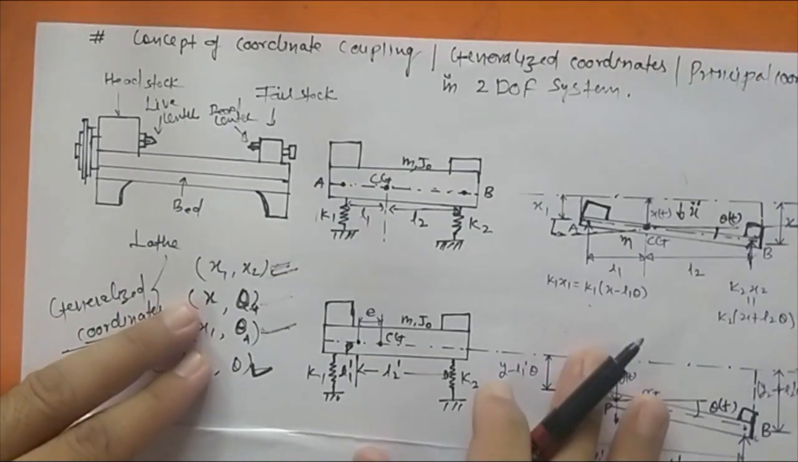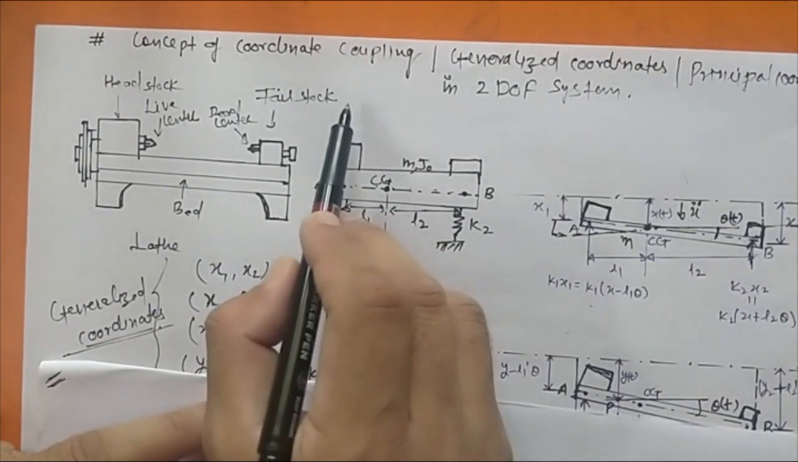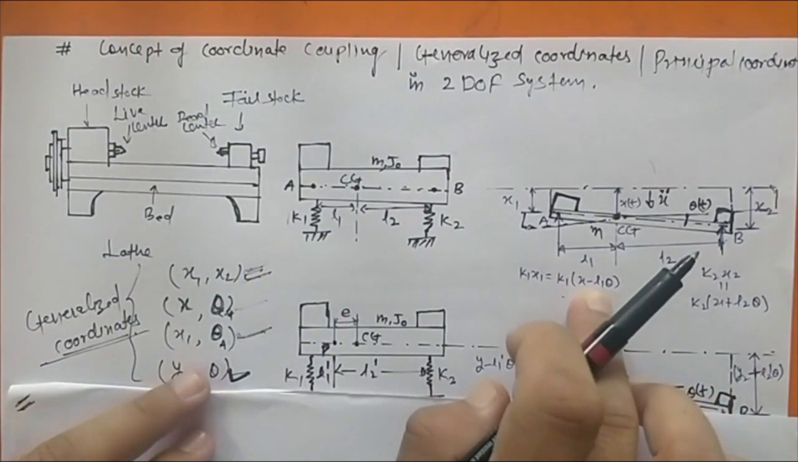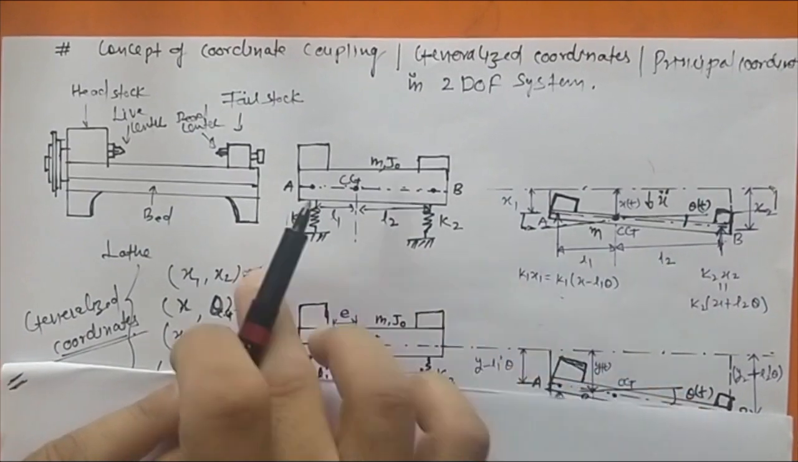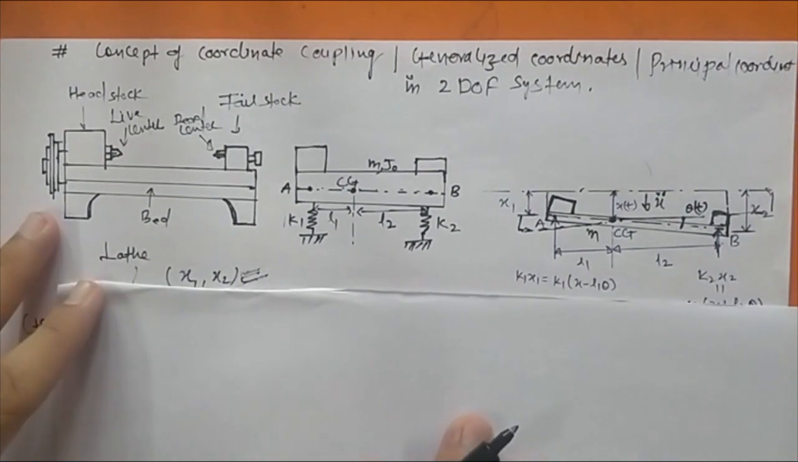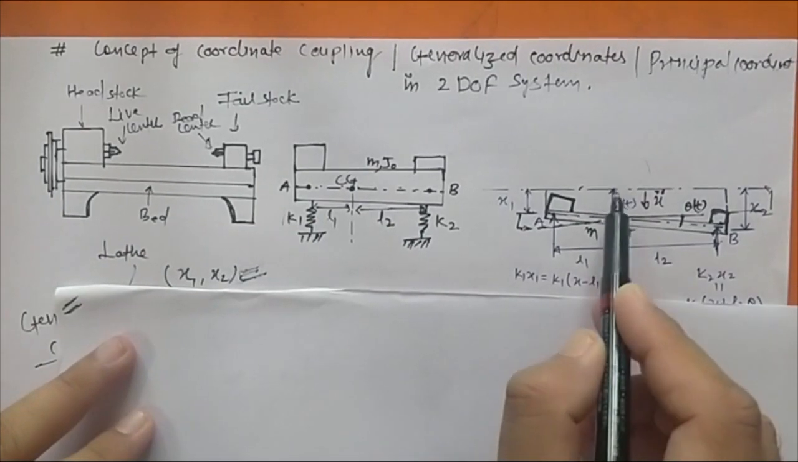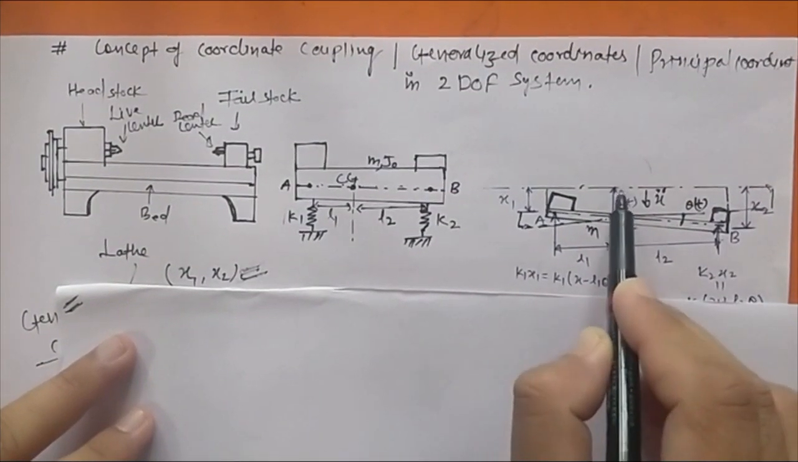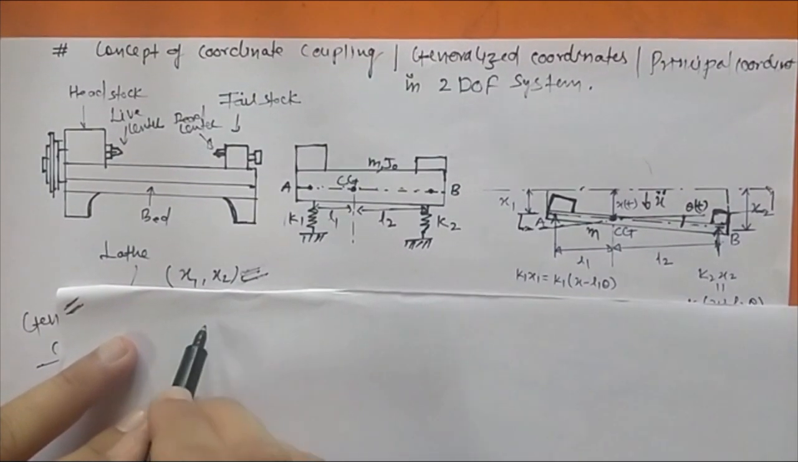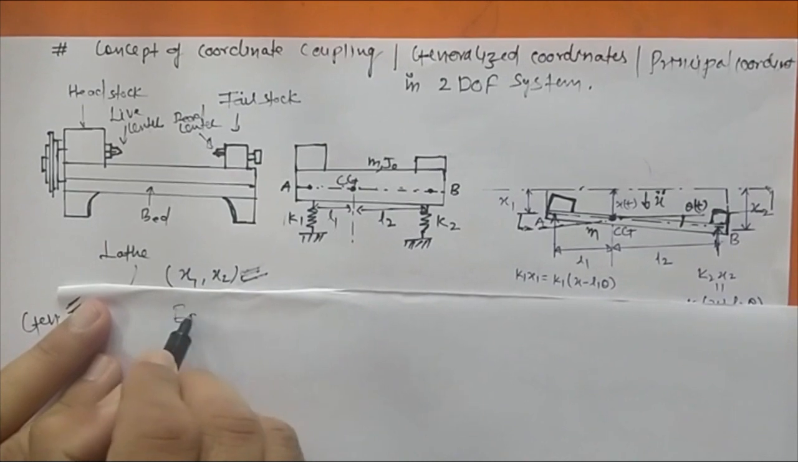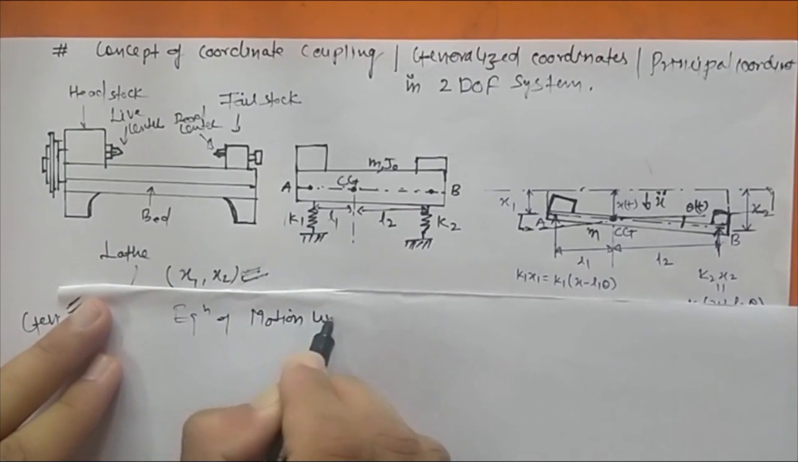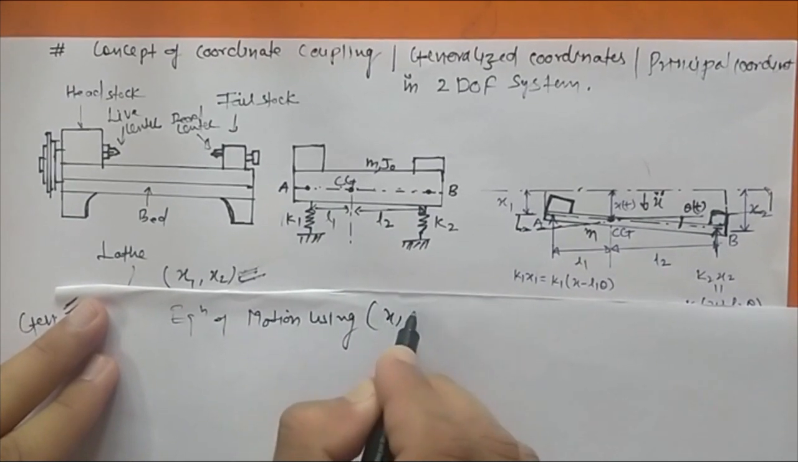Now to understand the concept of coordinate coupling, we are going to develop the equation of motion of this system using different sets of coordinates. So first of all, we develop the equation of motion using x and theta. x is the linear displacement of CG from its equilibrium position and theta is the rotational displacement. So the equation of motion using x and theta.